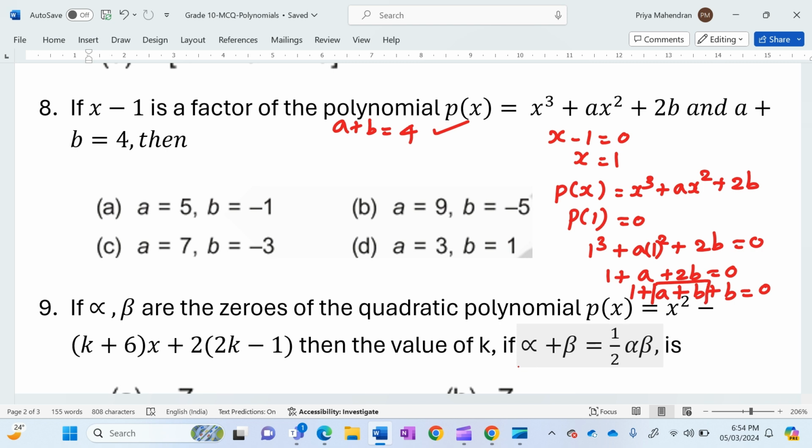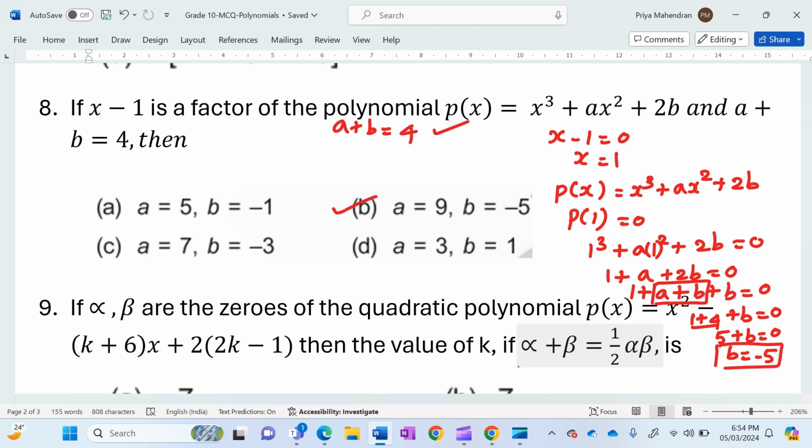Now replace a plus b as 4. So 1 plus 4 plus b is equal to 0. So this is 5 plus b equal to 0. B is equal to minus 5, isn't it? So which is option B.